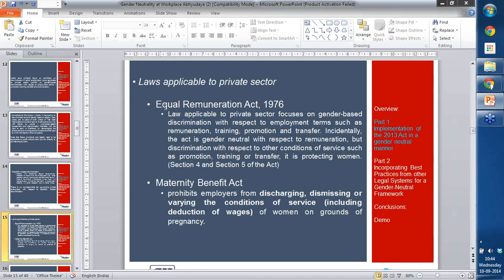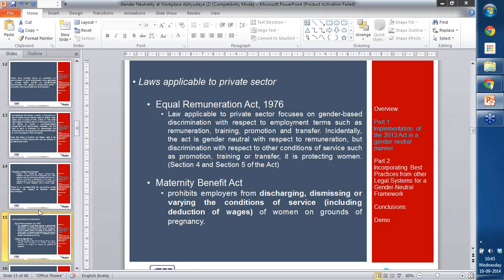Interestingly, it is gender neutral with respect to the remuneration, but on the other aspects, training, promotion and transfer, it says that women will not be discriminated vis-a-vis men. Ironically, it has just been worded that way. So it may not be enforced in a gender neutral way by courts. Only the remuneration aspect is clearly stating that men and women will be paid equally. So there it is gender neutral.